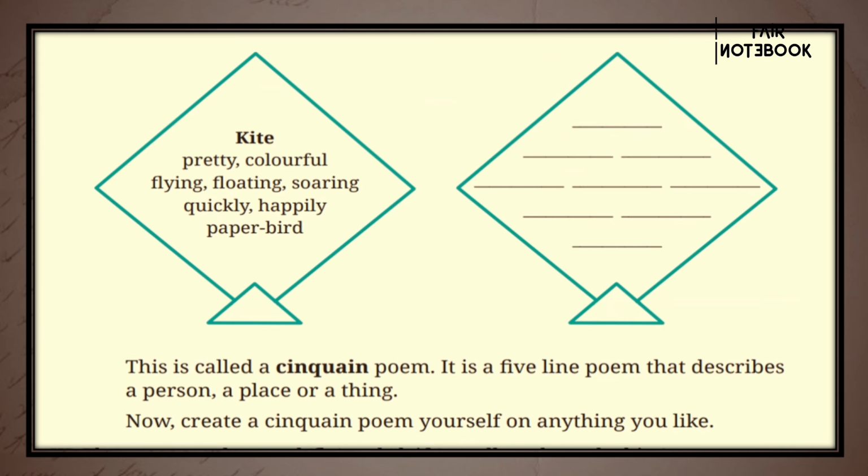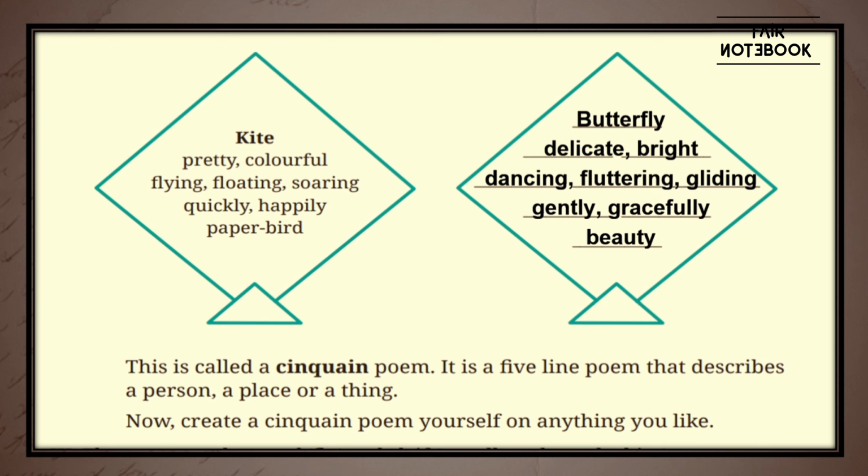Kite, pretty, colorful, flying, floating, soaring, quickly, happily, paper bird. This is called a cinquain poem. It is a five-line poem that describes a person, a place, or a thing. Now create a cinquain poem yourself on anything you like.